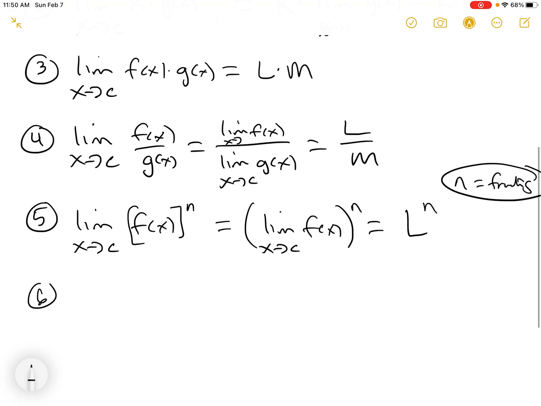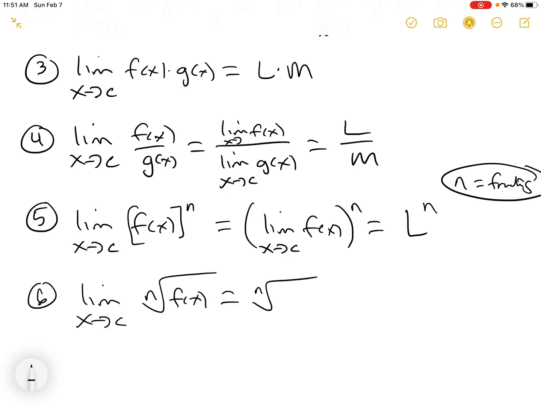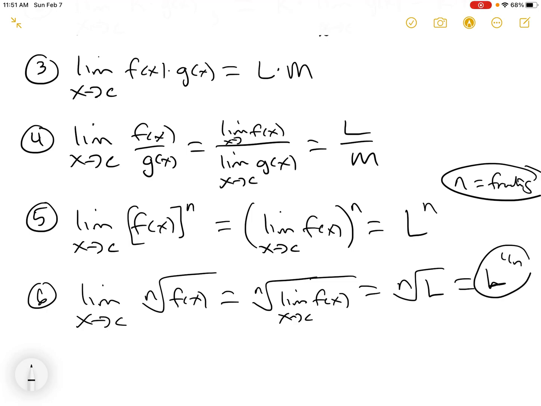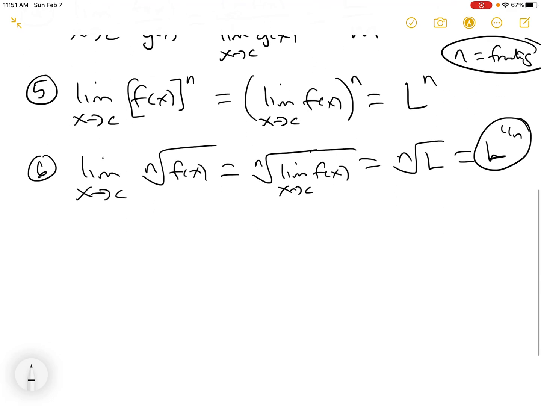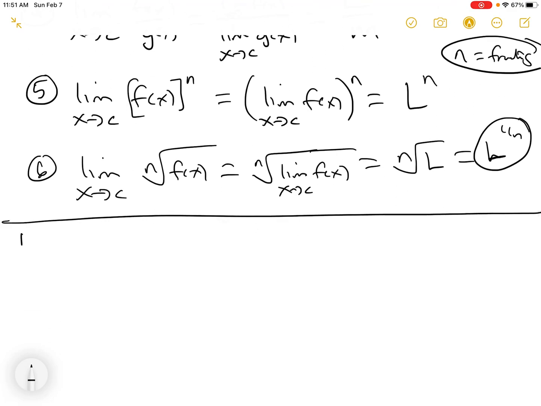And then that falls into this idea of the root. If you take the limit as x approaches c of the nth root, which is just 1 over n of f of x, this is the nth root of the limit as x approaches c of f of x, which is the nth root of L, which is L to the 1 over n. So all these rules apply, and they're very, very straightforward. And let's use them to compute some random, this is just algebra here, random limits, right?